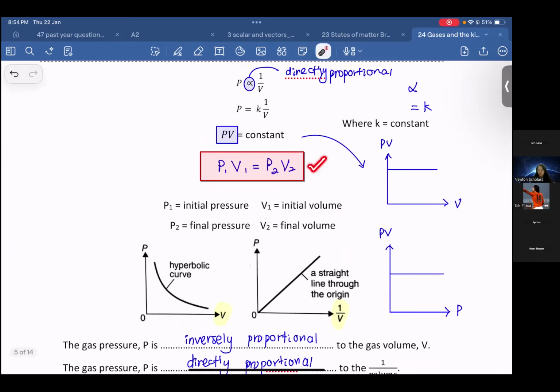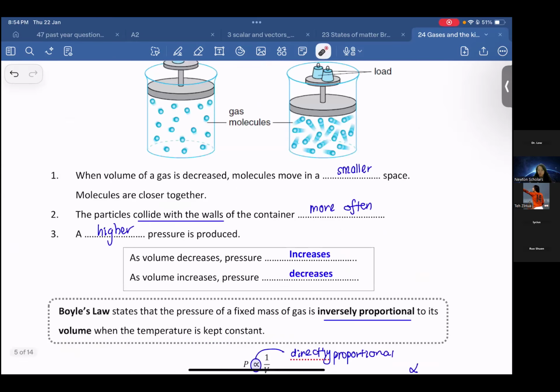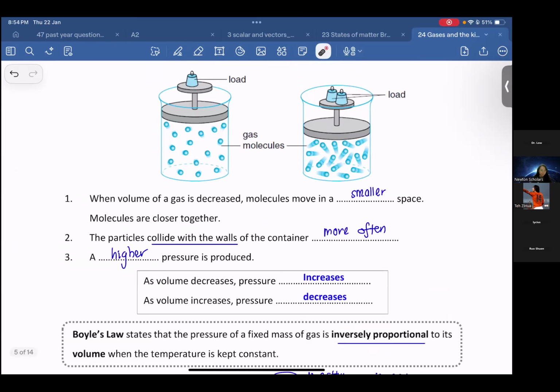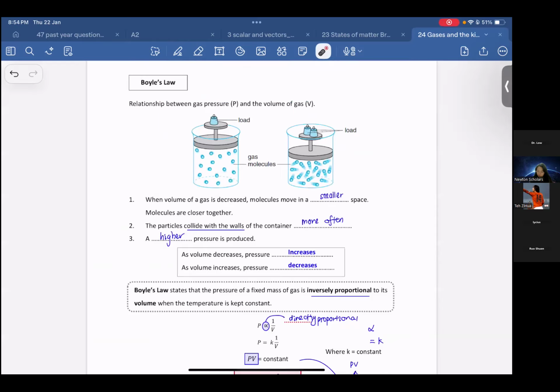Zihua, do you want this? Okay, we wait for Zihua for sure. Okay, there we go to the next page.